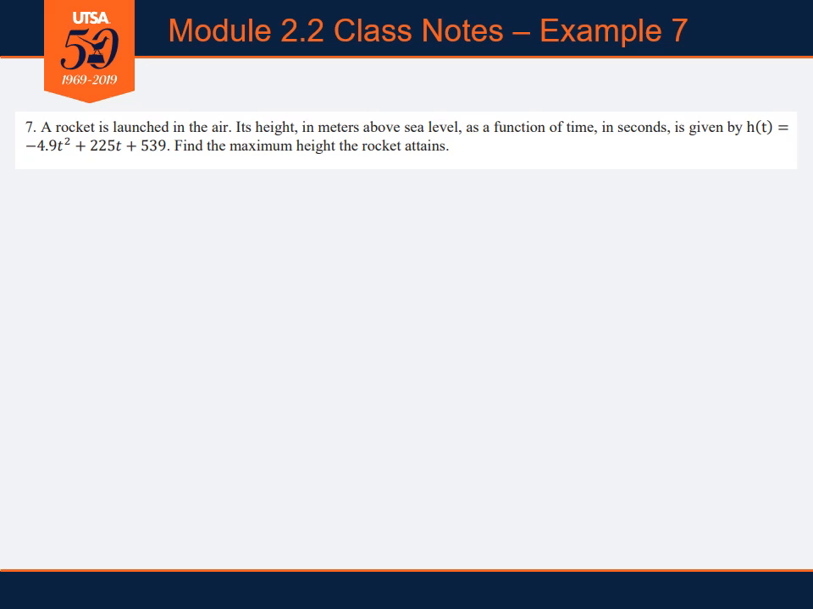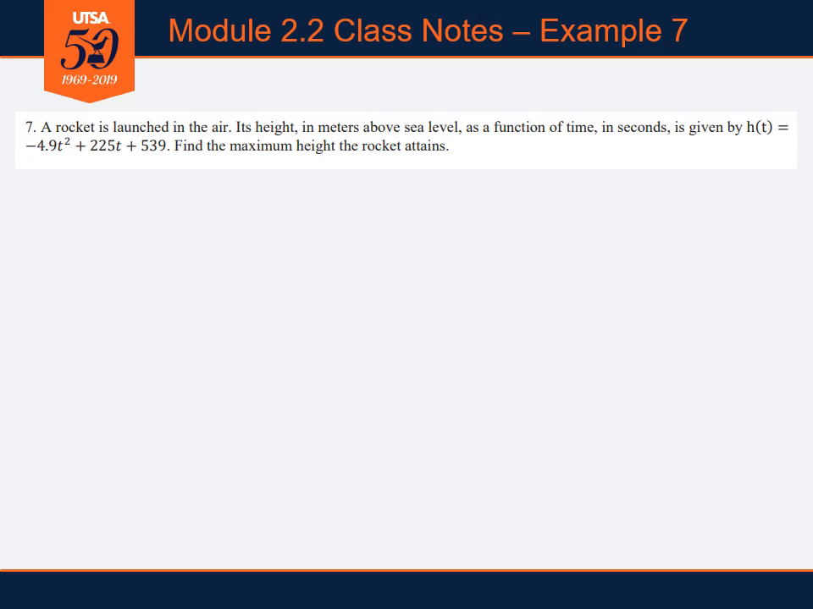A rocket is launched in the air. Its height in meters above sea level as a function of time in seconds is given by h of t equals negative 4.9 t squared plus 225 t plus 539. Find the maximum height the rocket attains.